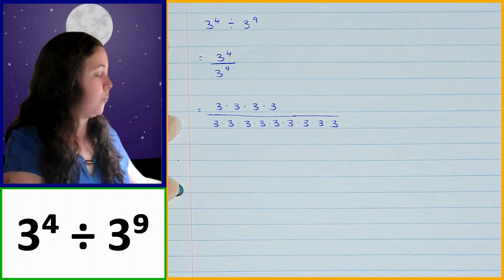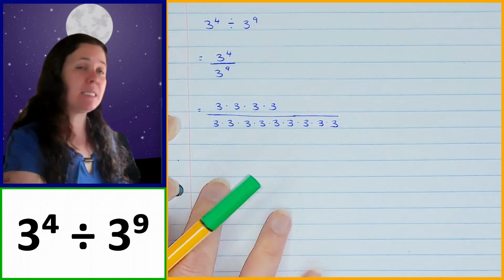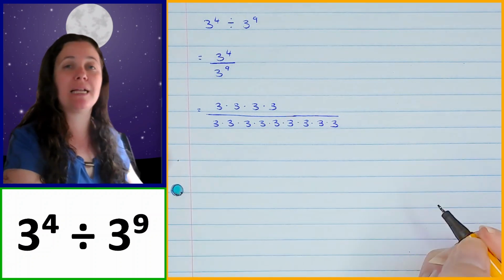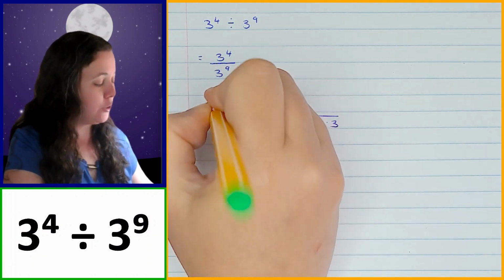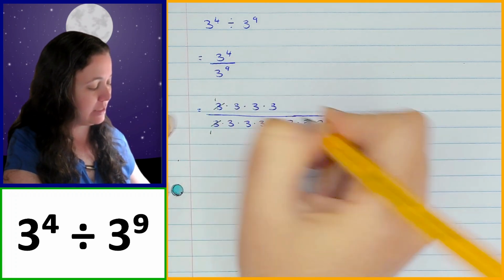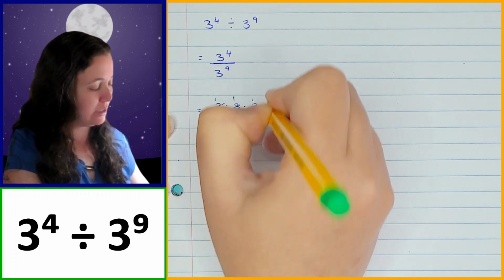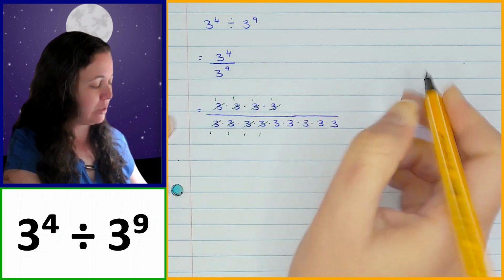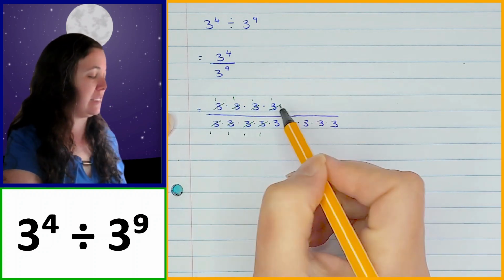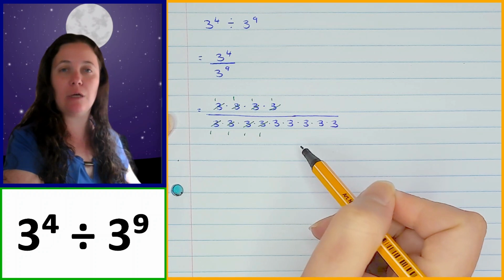Okay, now when we are simplifying this, what we're actually going to be doing is cancelling out the common factors. We're saying 3 goes in there once, 3 goes in there once, and so on, for each of the four 3's at the top. And then I can't cancel anything else out because there's nothing else at the top that I can cancel out with the 3's on the bottom.